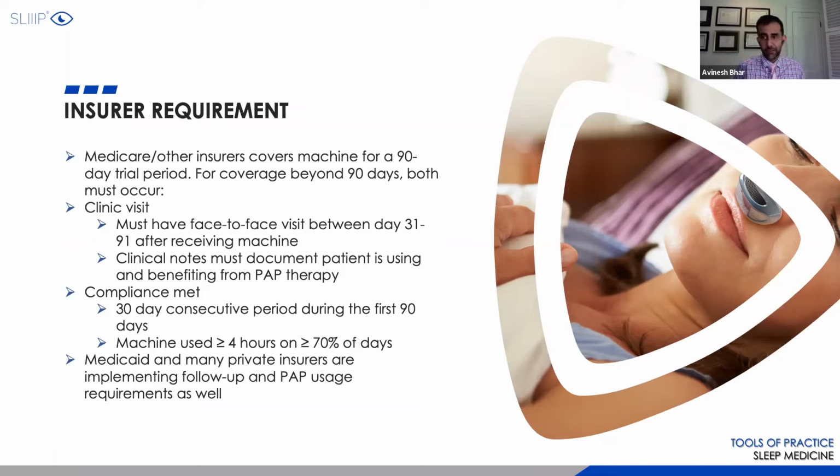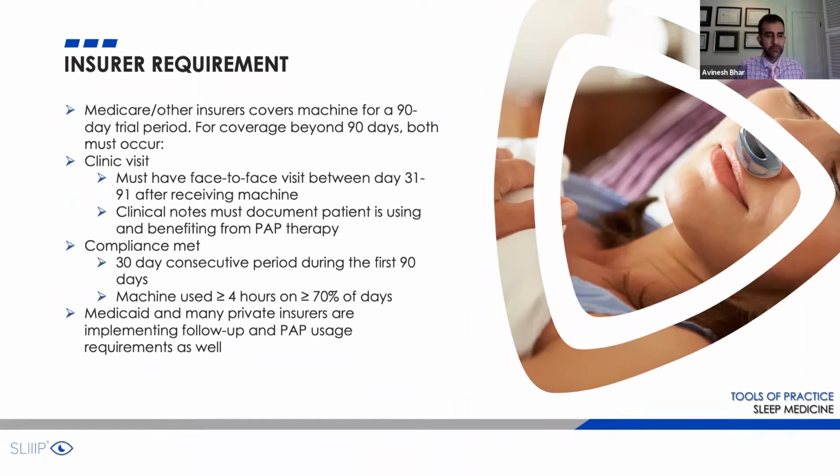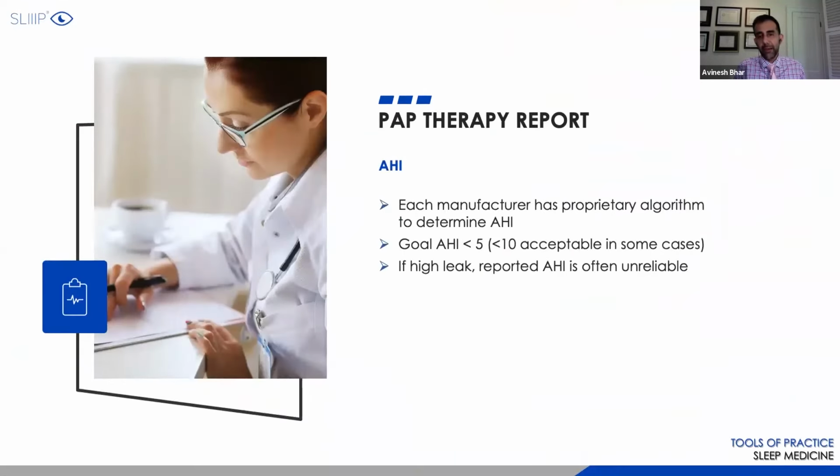But you also want feedback from the patient: what's stopping them from using it more often. In the PAP therapy report as well, apart from the usage, you want to see the AHI. The AHI is actually a number that's generated from the system itself.